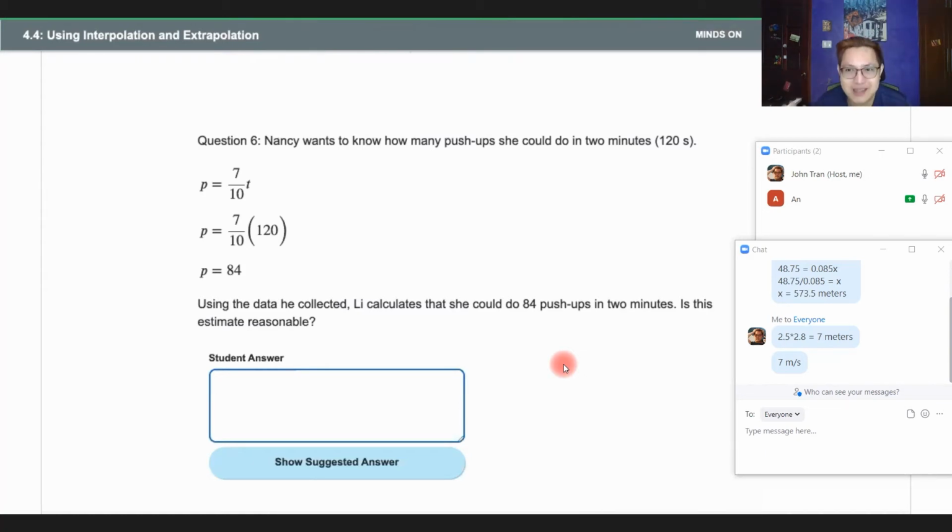You know how hard a push-up is? It's actually not that easy to do. It's really hard. I've tried it before. It's not as easy as running, you know. This is not possible.